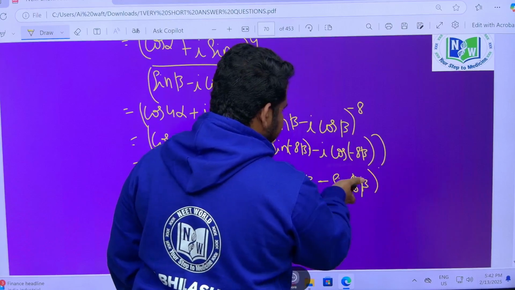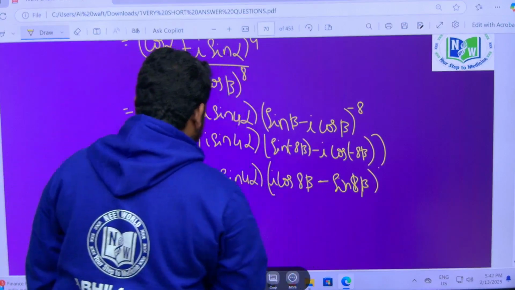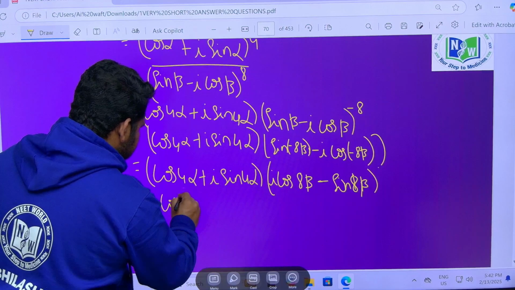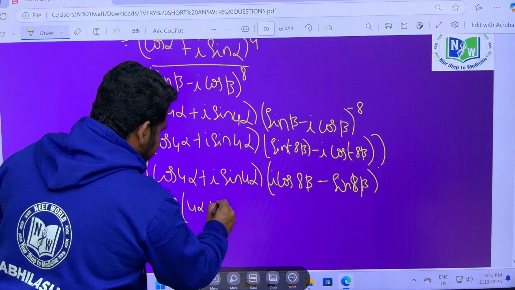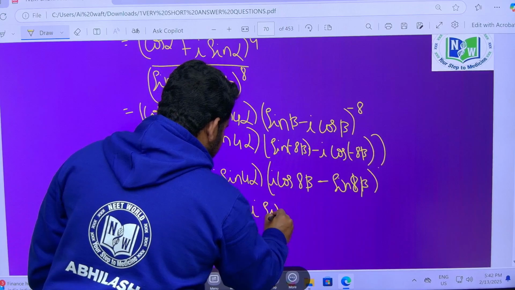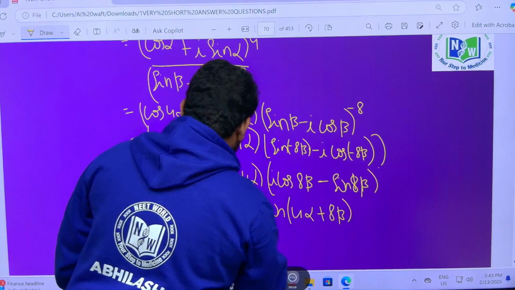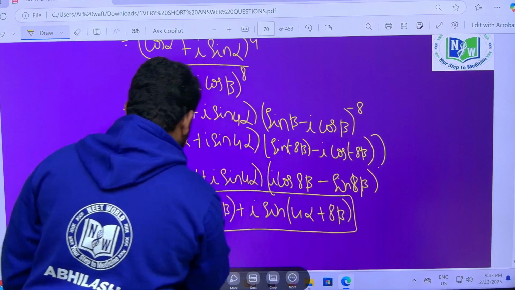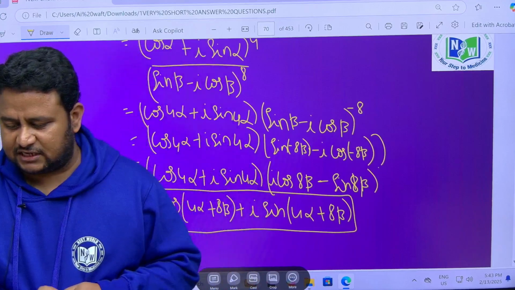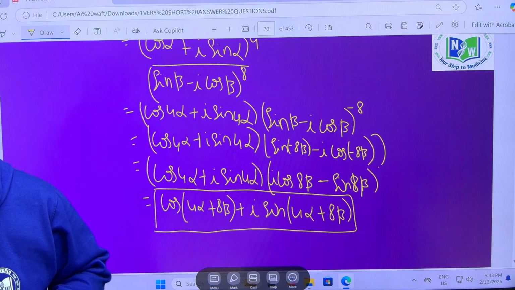Already we have applied De-Moivre's theorem here, so this will become equal to cos of 4 alpha plus 8 beta, plus I sin of 4 alpha plus 8 beta. This is the answer to this question. While simplifying, finally you will get this. I have given a detailed solution for this, friends, so based on this you can solve this question.